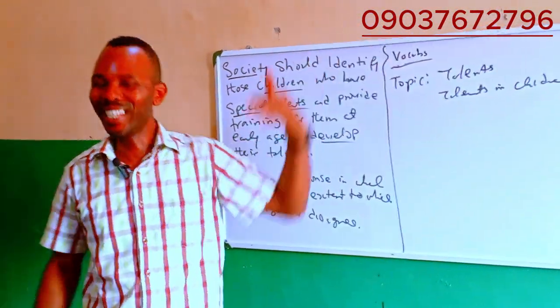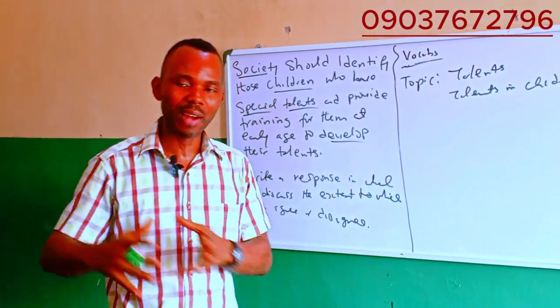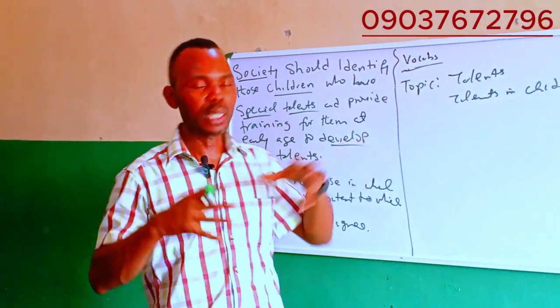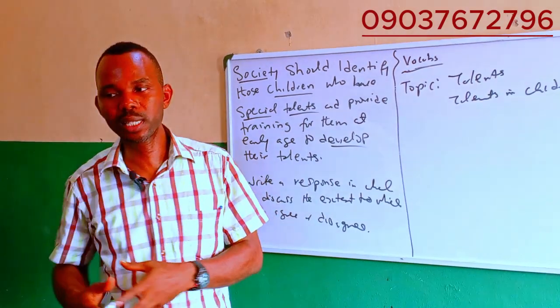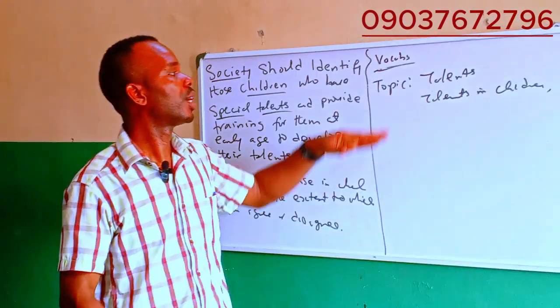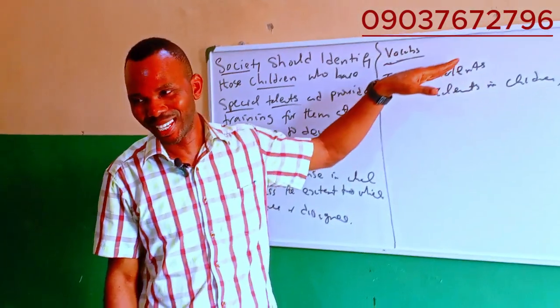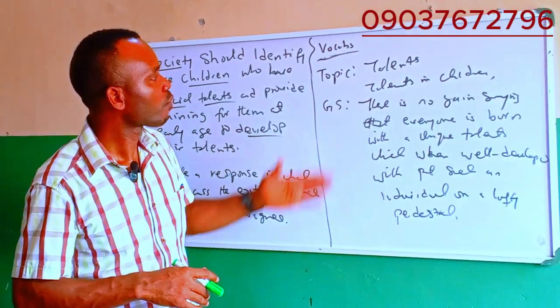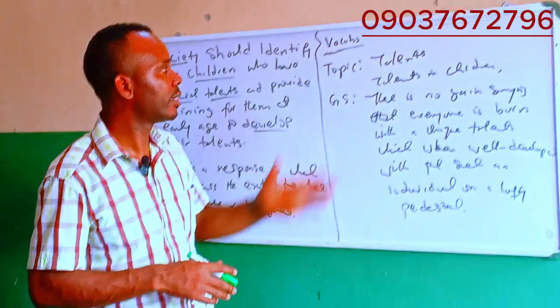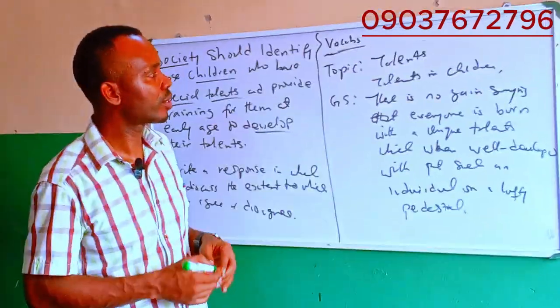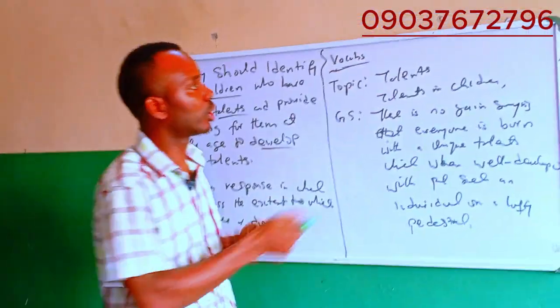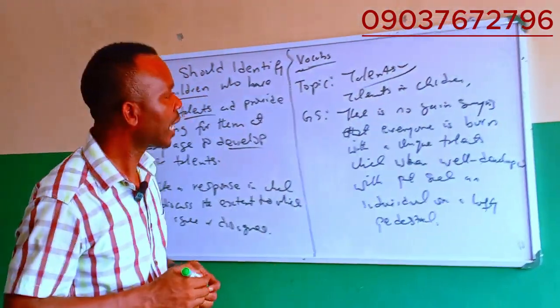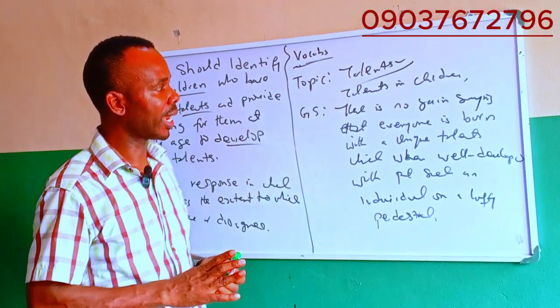You remember in the introduction, they are going to give a general statement about the topic. So the general statement I am going to give now is going to be about talent or talent in children. Do you understand? Now, I have identified that the topic is talent, or specifically talent in children, but I'm paying attention to this. Now, I may give a general statement like this.